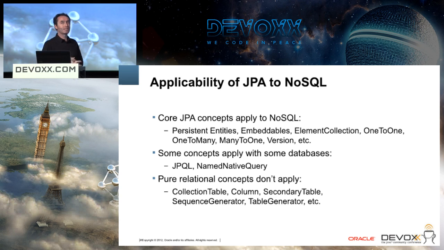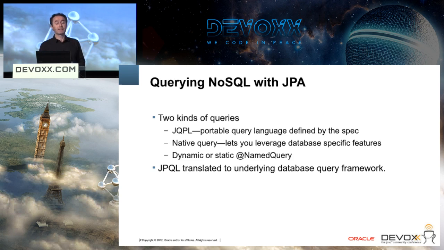So some things make sense in the NoSQL world and some things don't. Obviously, persistent objects make sense. Embeddable objects are very common in NoSQL databases. Element collections, one-to-ones, so relationships all make sense. Querying can work in some cases if the database has a query framework. Some of them don't. They're just pure key value stores, and so there's no query possible. So we can't help you there. And obviously relational things, especially physical mappings, don't make much sense. So table-related stuff, table generators, column names, that doesn't make any sense.